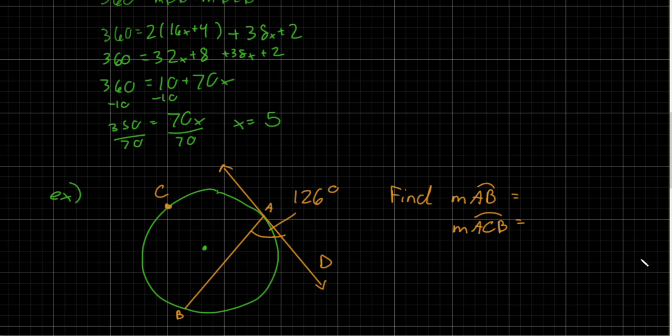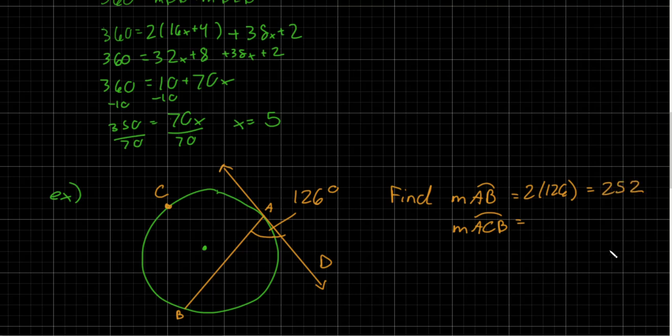I don't think my image looks very close to what the actual answer is going to be, but, right? Yeah. What do I have to do to the 126 to find the arc in between those two? What do I have to do to this angle? Yeah, multiply by 2. So the first one is 2 times 126, and I should get 252.